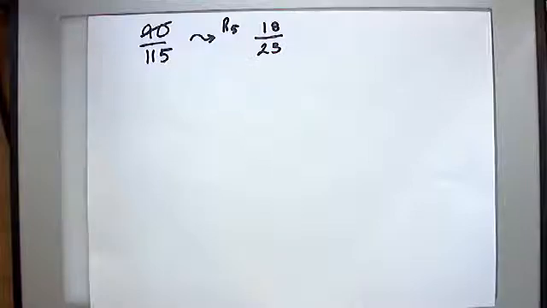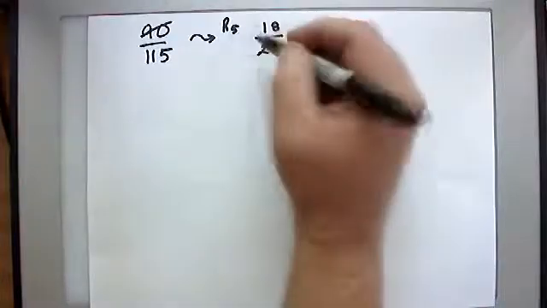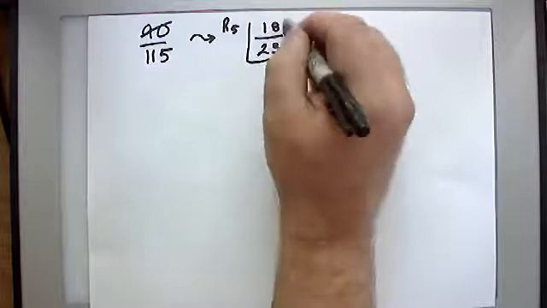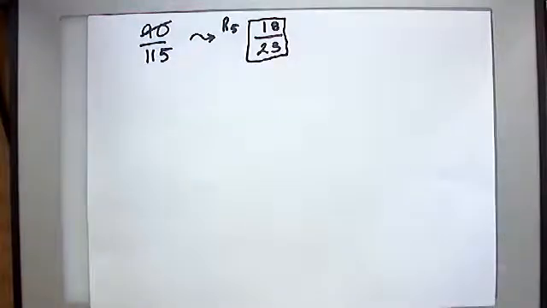Does anything go into 18 and 23? I don't think so. 18, 2 can go into it. 3 can go into it. 9 can go into it. But 23 doesn't have any divisors other than 1, so I think we got it. So just because the numbers are big doesn't mean it's going to take forever.